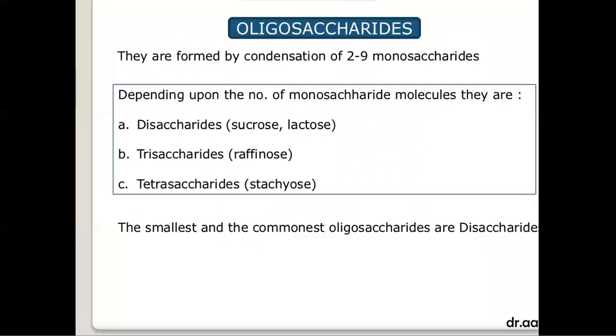The next one is oligosaccharides, which have 2 to 9 monosaccharides held together by glycosidic bonds. These oligosaccharides can be divided into three important saccharides: disaccharide, trisaccharide, and tetrasaccharide. Examples: disaccharides include sucrose and lactose. Trisaccharide, for example raffinose. Tetrasaccharide has stachyose. But among these, the disaccharide is the most commonly used one.